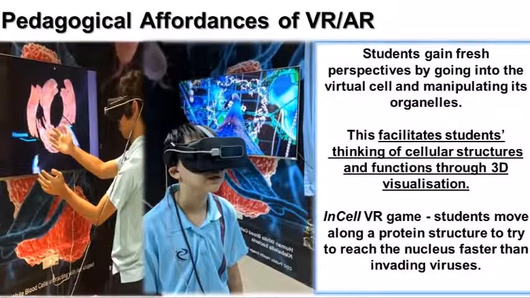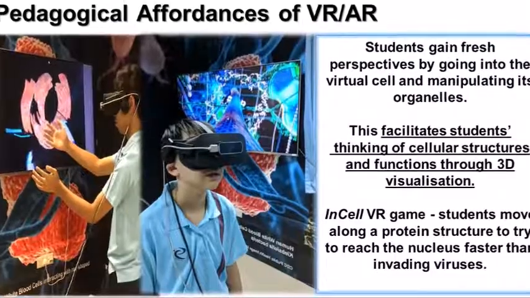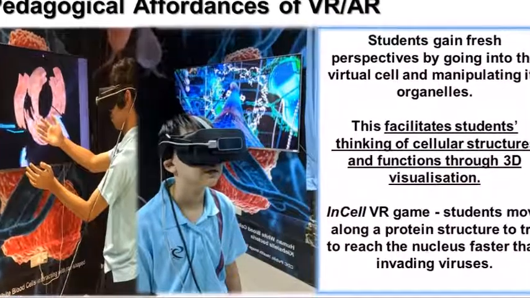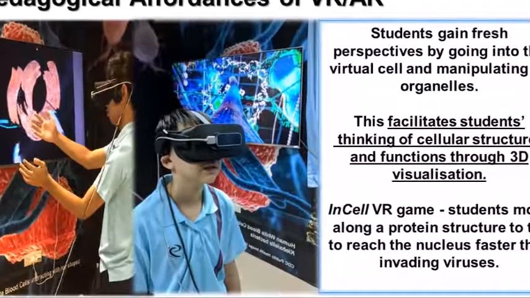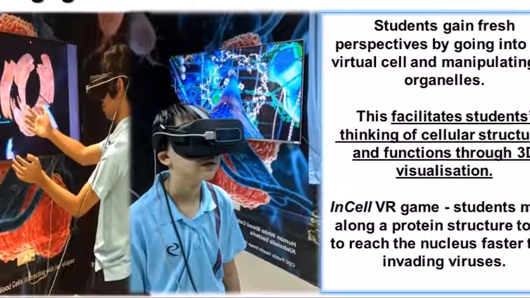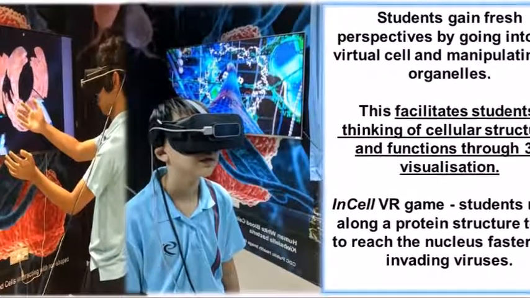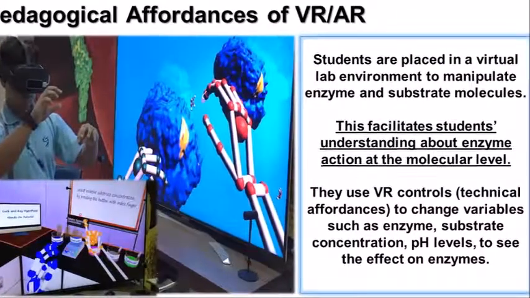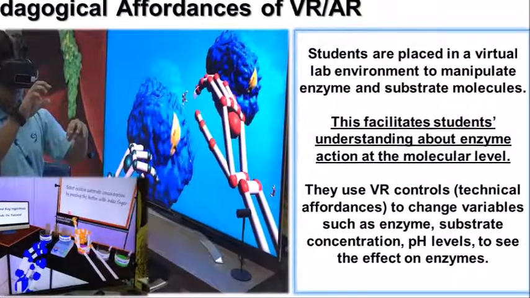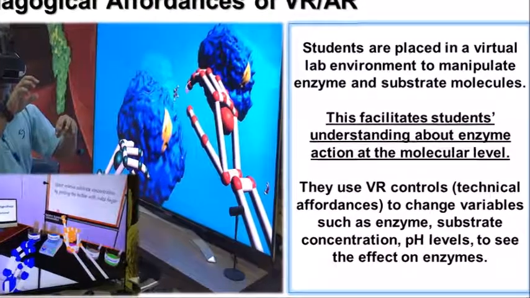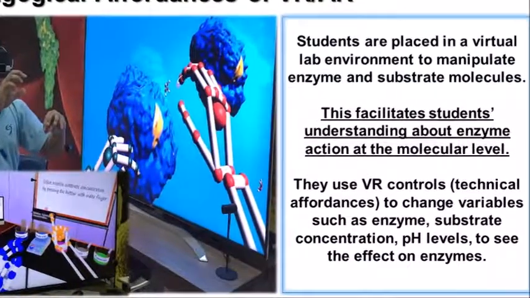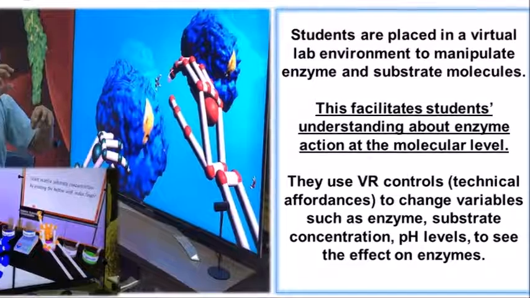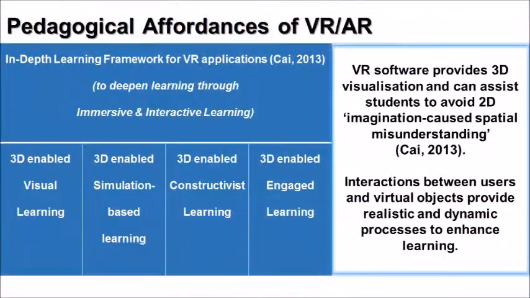In the video, you can see that students gain fresh perspectives by going into the virtual cell and coming face to face with certain cell organelles and then understanding and being curious about its function. We've also seen how students are placed in the virtual lab environment to manipulate enzyme and substrate molecules, and this will help them to understand the molecular interactions between substrate and enzymes in the lock and key hypothesis.